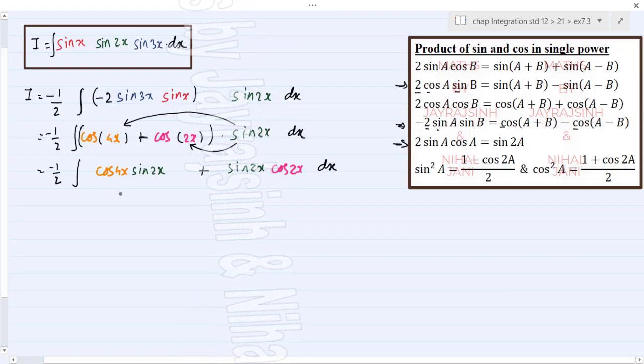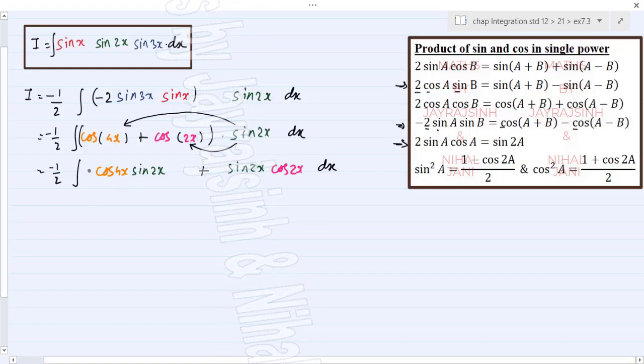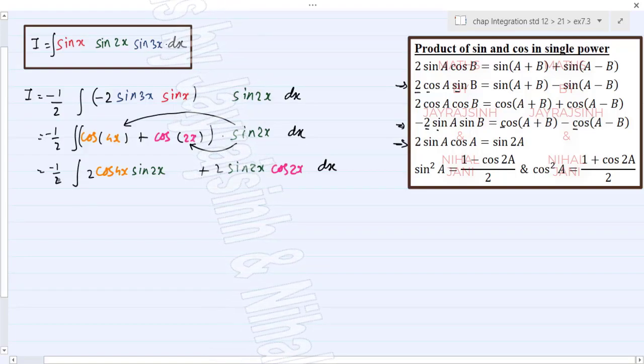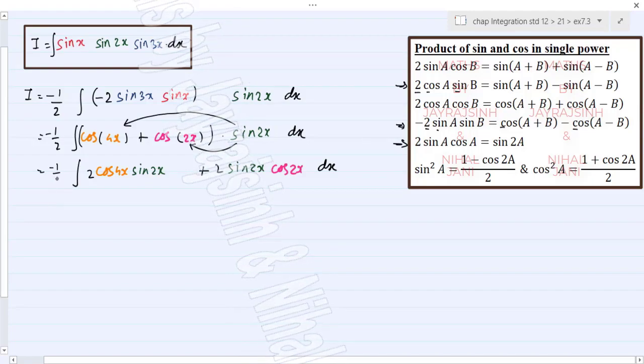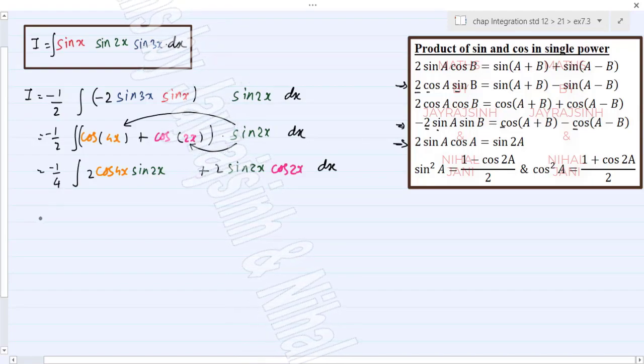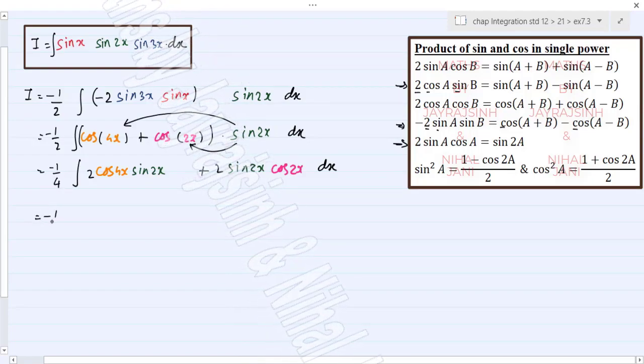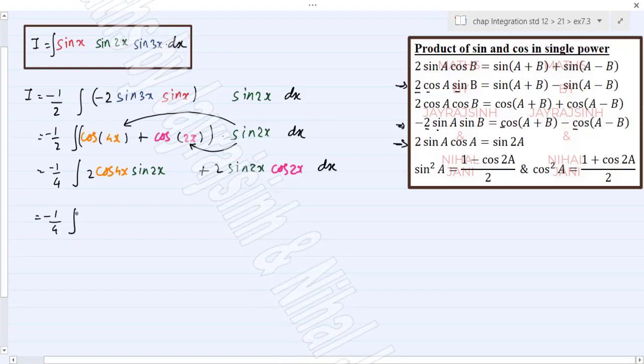So here we need 2. So let's multiply and divide by 2. So multiply by 2 and divided by 2 will give us 1 by 4. So minus 1 by 4 will remain as it is.